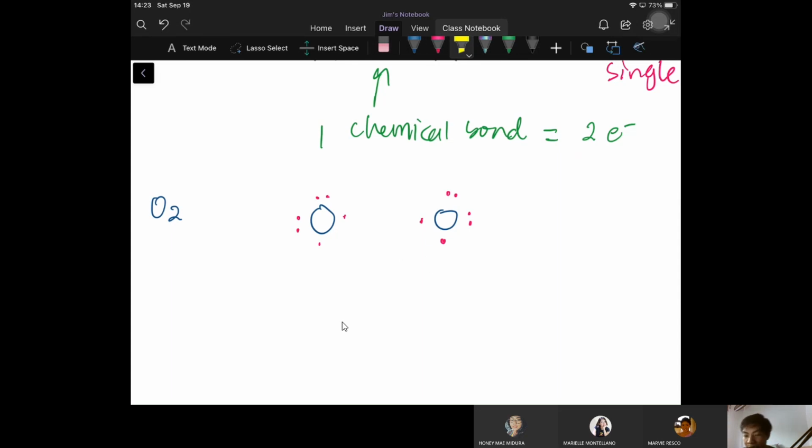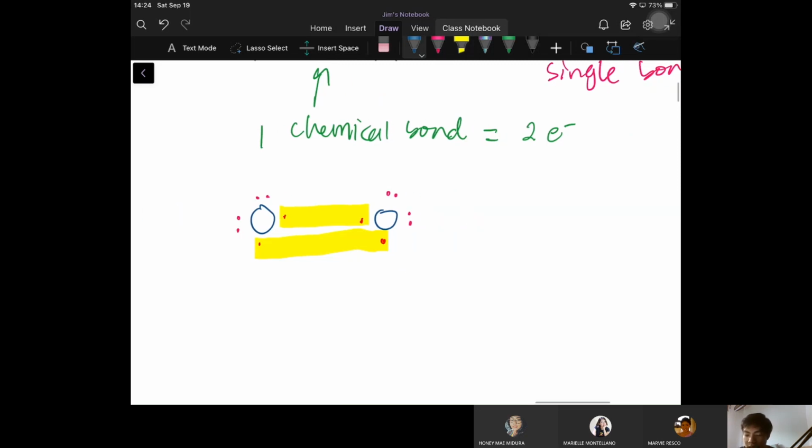So, ano kayang pwede gawin nila? Di ba may tig-isa silang single dots. Ang gagawin nila is that they will connect those single electrons to create chemical bonds. So, gagawa sila ng bridge doon sa mga single dots natin. So, connect natin. Yan yung first pair ng electrons. Ito yung second pair ng electrons. So, I can rewrite this as O.